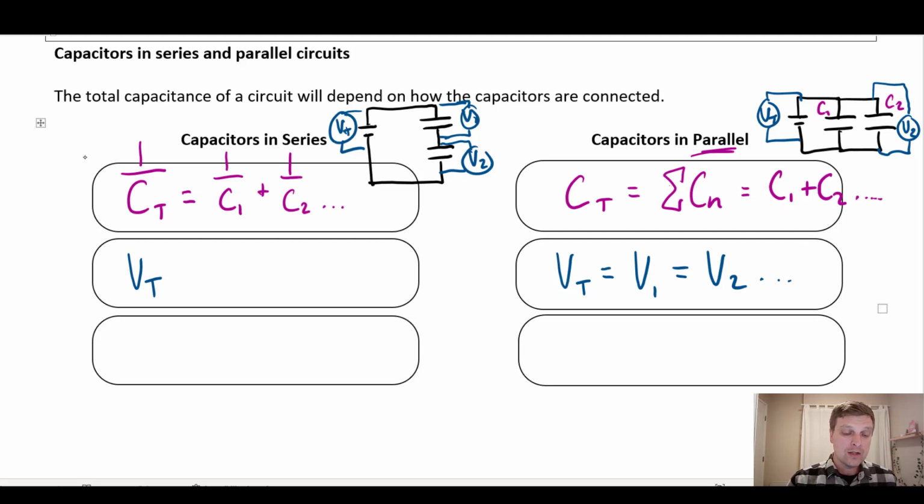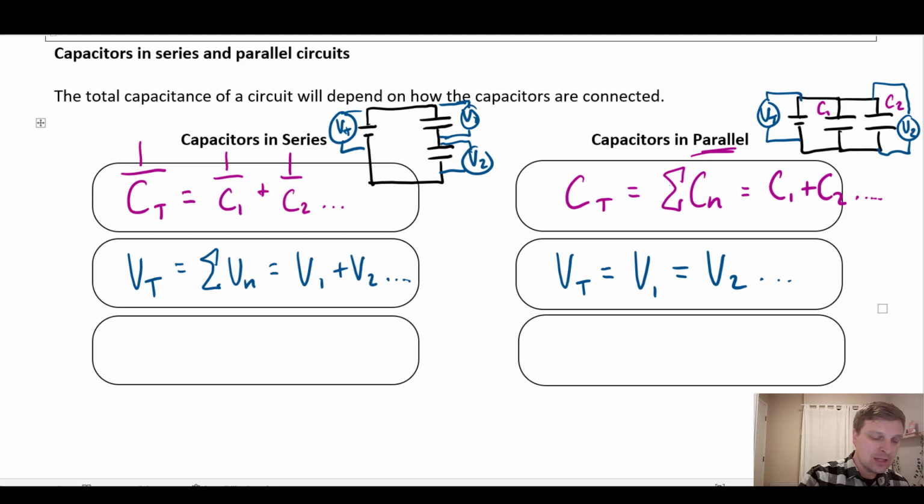Now over on the series side, you can see that I have to use a certain amount of voltage on the first capacitor and a certain amount of voltage on the second capacitor, which means they're going to add up to the total voltage. So this is going to look like the sum, which is really the same as V1 plus V2 and so on. Now notice that these rules for voltage are the same as they were for resistors, right? Because of what we saw before with Kirchhoff's laws.